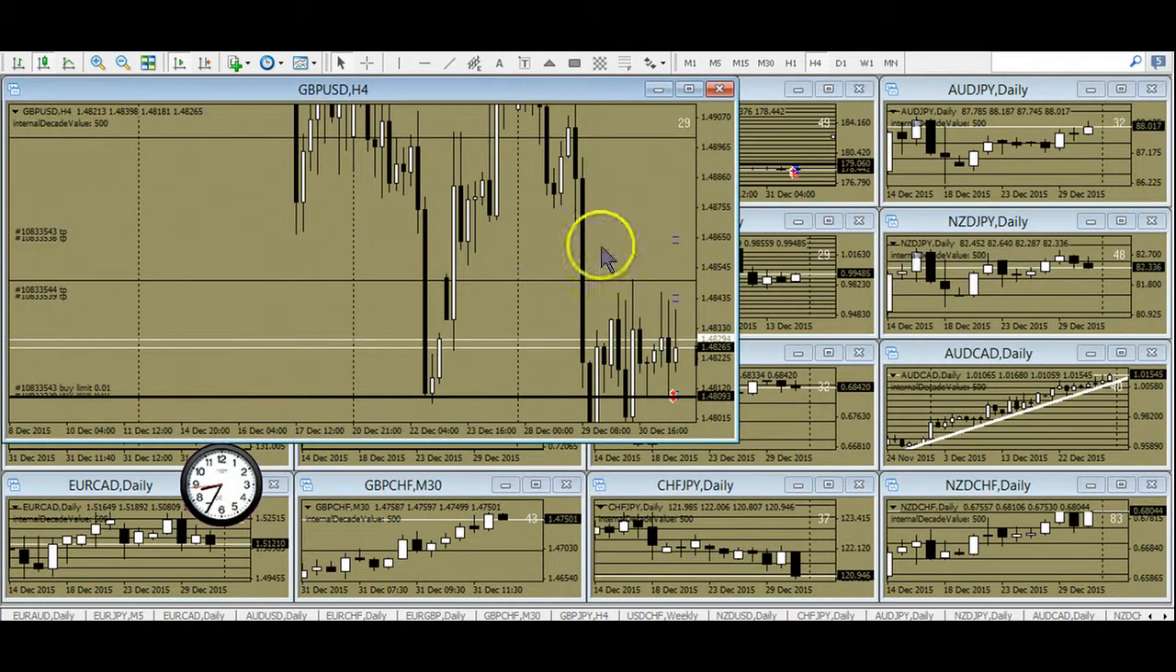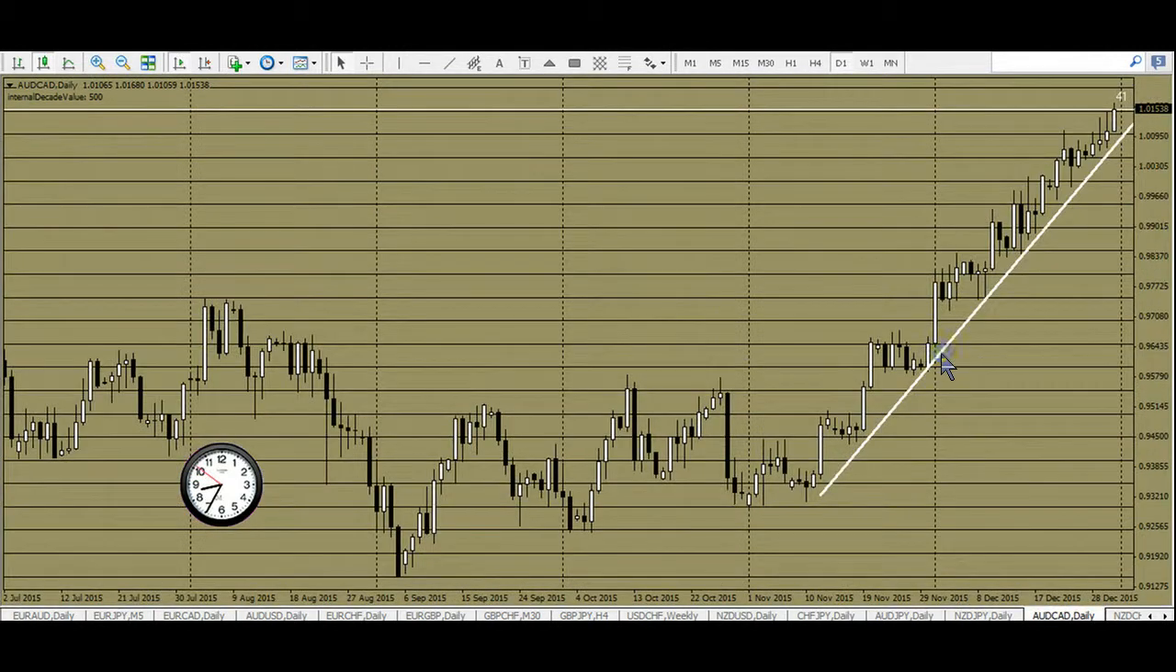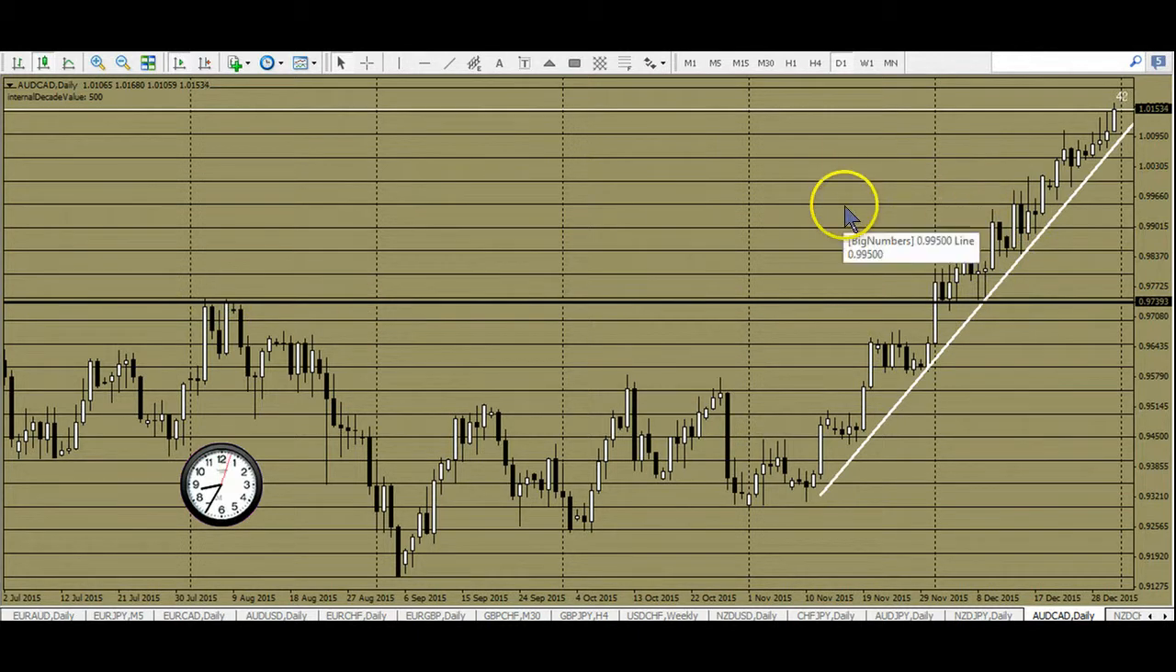Gosh, this is just so boring. Anyways, Australia CAD. That's going to be the trend line of the break. Wow. Kind of wicked spread there. But we stepped through the window there. It was all over.